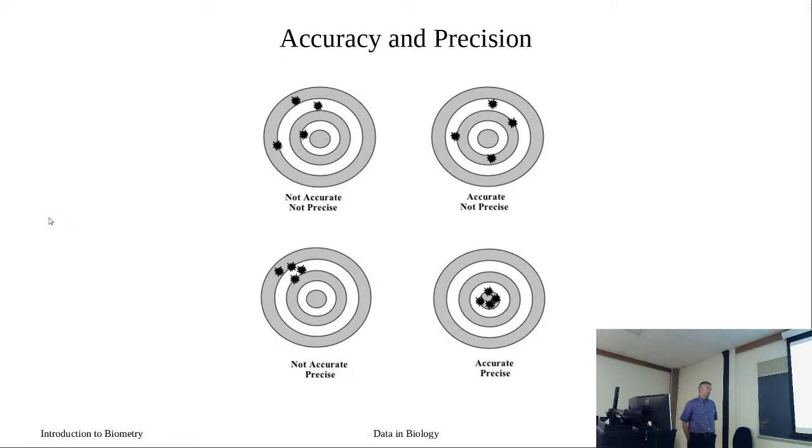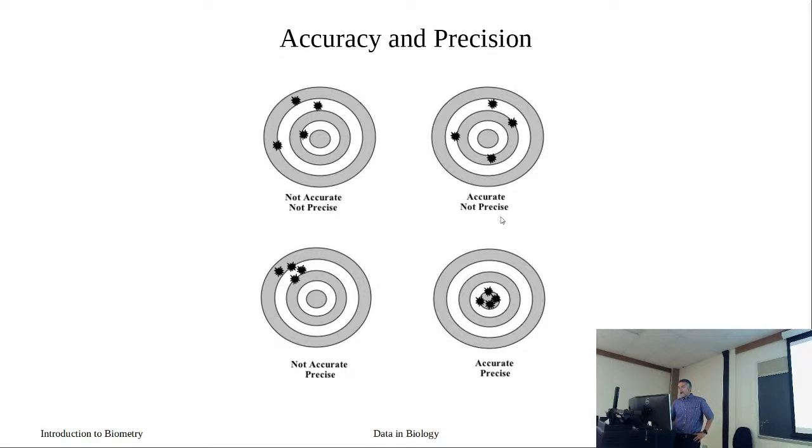So here's a graphical representation of accuracy and precision. I know some of you that have had ecology have seen this. So these are bullseyes because that's a great way to show accuracy and precision. If we're accurate and precise, we hit our bullseye, we hit our target. And because we're precise, our grouping is very, very close together.